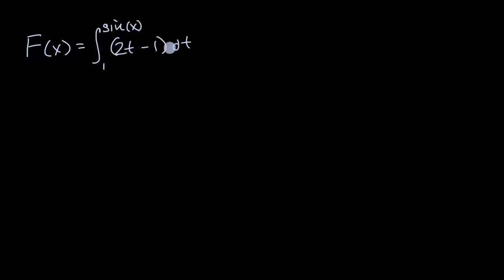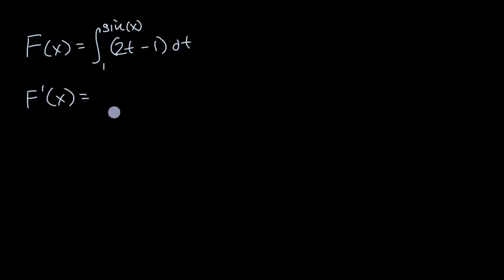Let's say that we have the function capital F of x, which we're going to define as the definite integral from 1 to sine of x, so that's an interesting upper bound right over there, of 2t minus 1, and of course dt. And what we are curious about is trying to figure out what F prime of x is going to be equal to. So pause this video and see if you can figure that out.